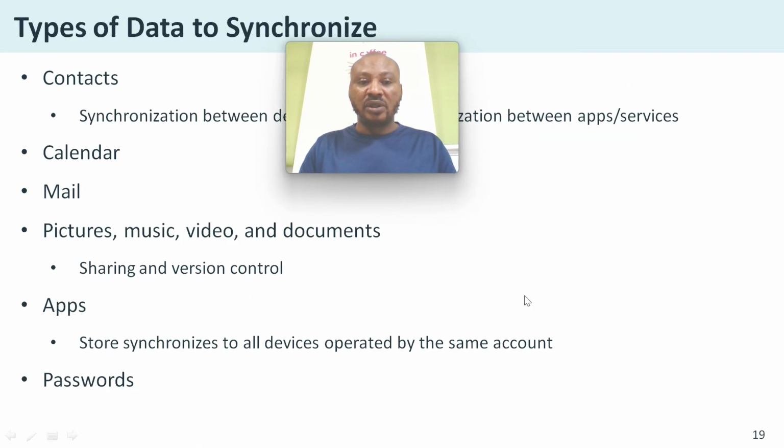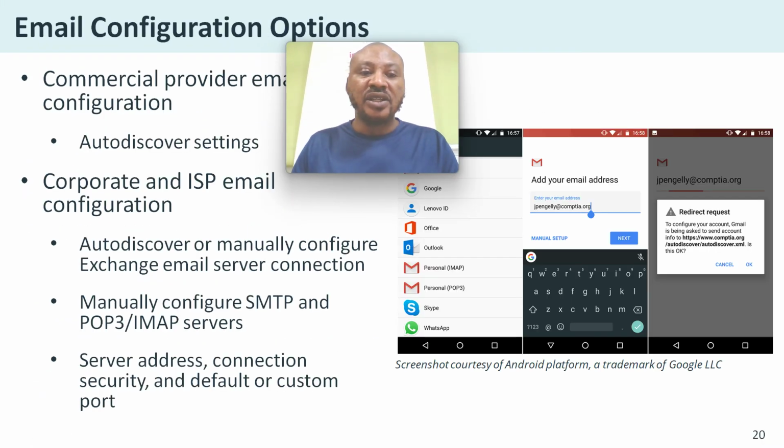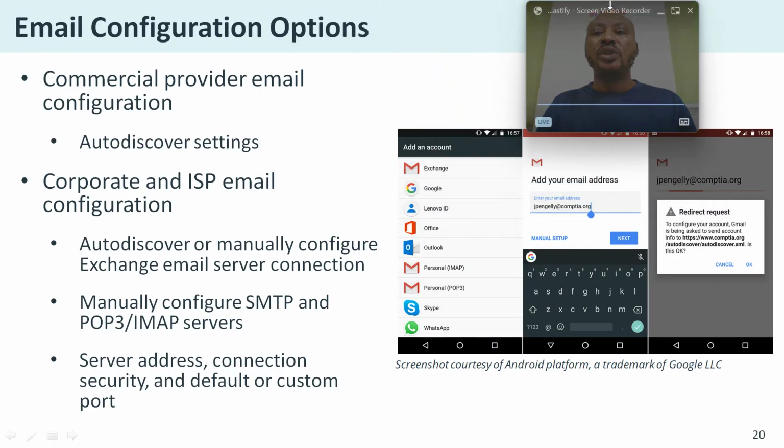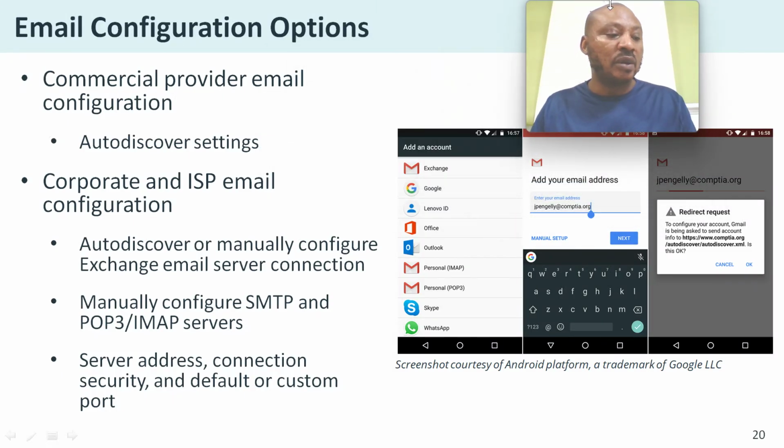Okay. So types of data. These are what we're talking about: synchronization. Your contacts, calendar, all those things on your phone account, even your password, apps, everything can be synchronized back to your phone. That's how I explained. We also have email too. How to set up an email. Say you work in a company now, right? You could set up your email in a company.